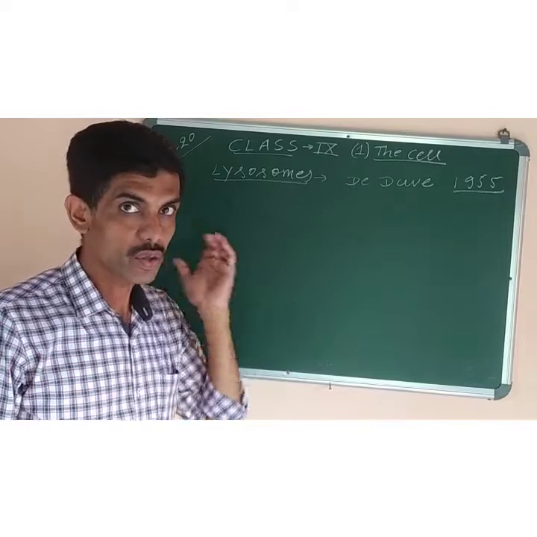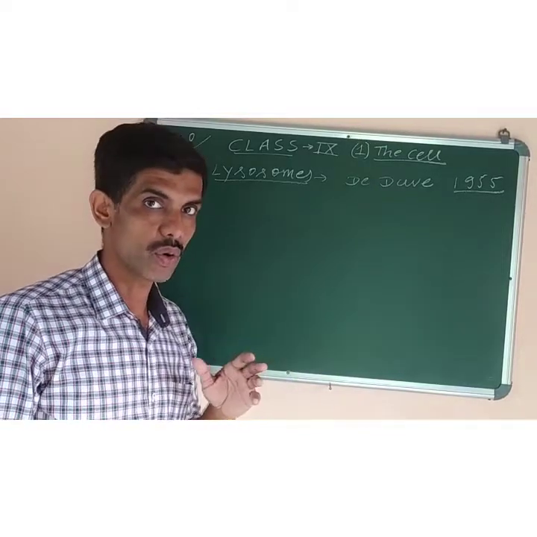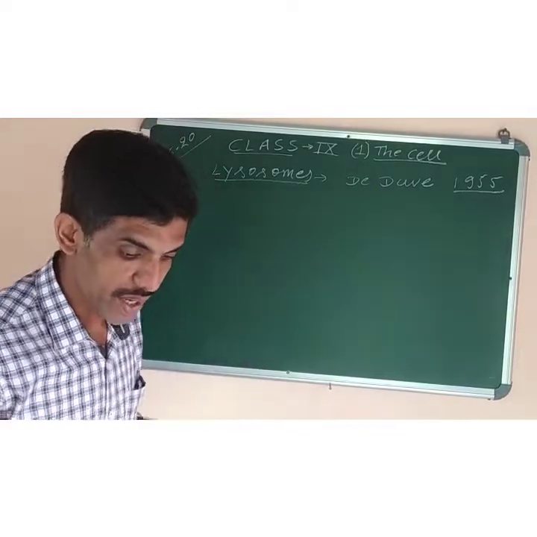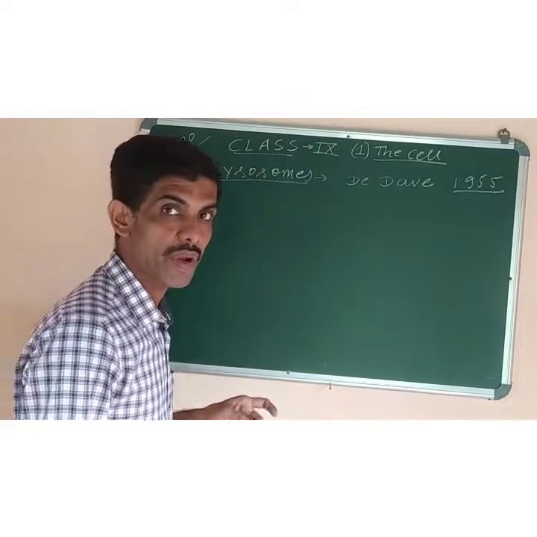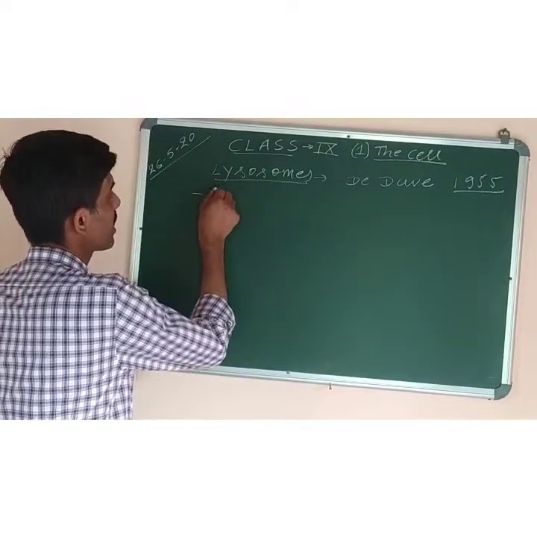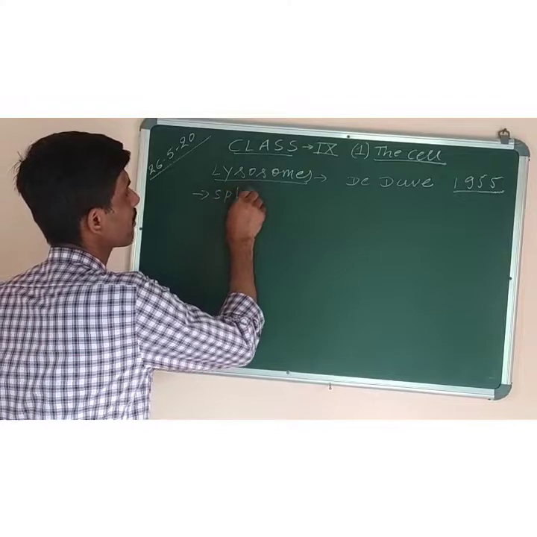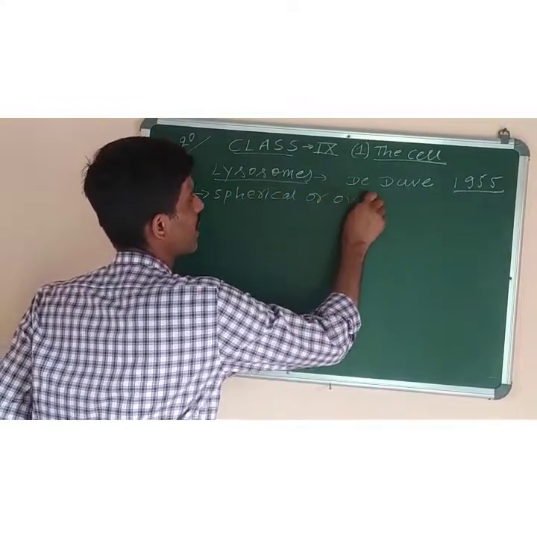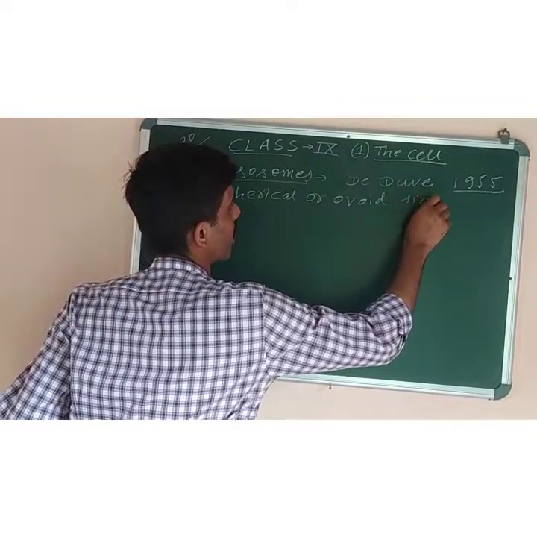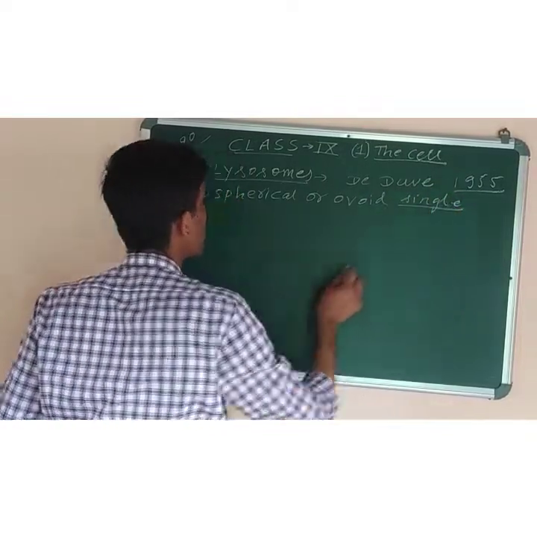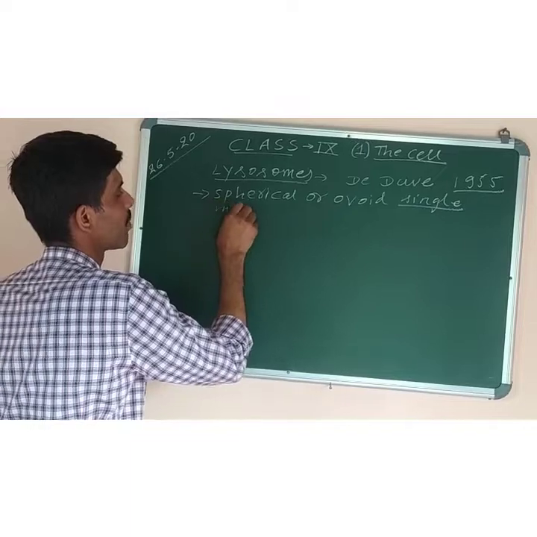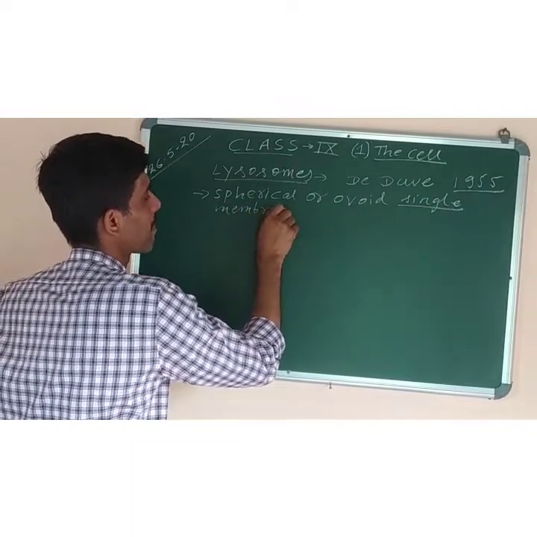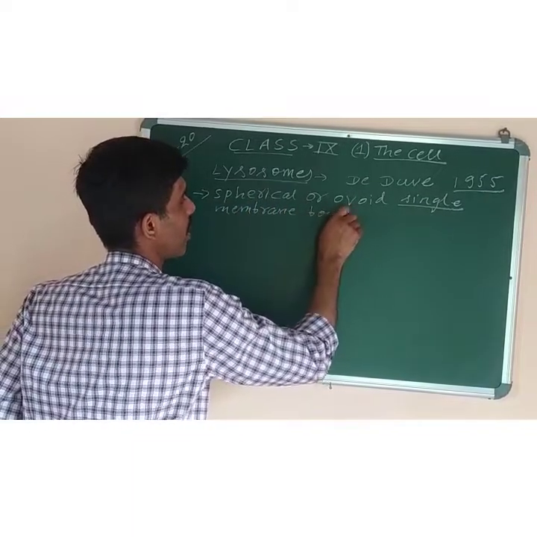And what are they? Do they contain a membrane or not? Yes. They are spherical or ovoid, single membrane bound organelles. So they are spherical, meaning round in shape, or ovoid, single membrane bound organelles, meaning only one membrane is there.